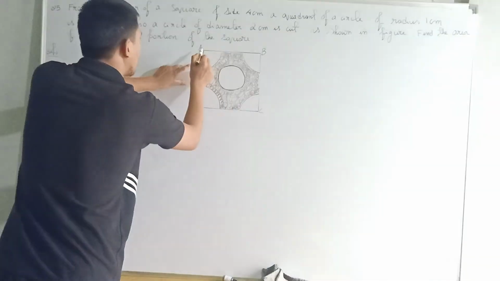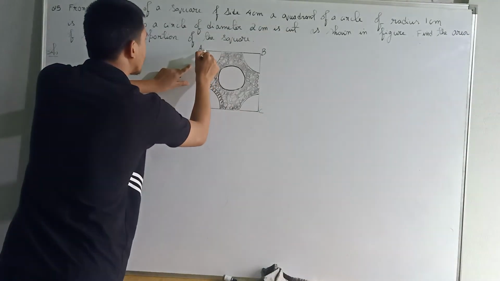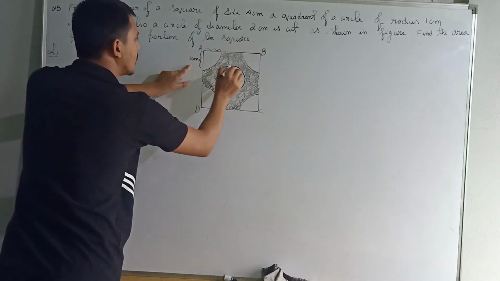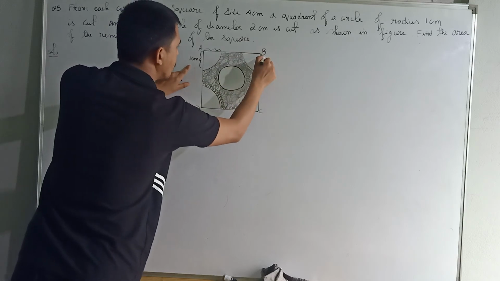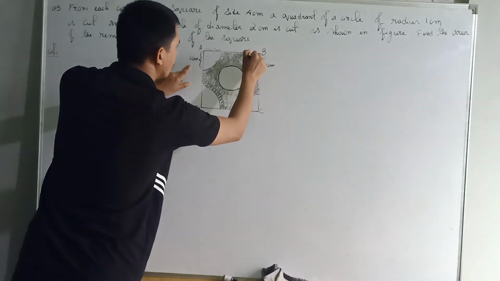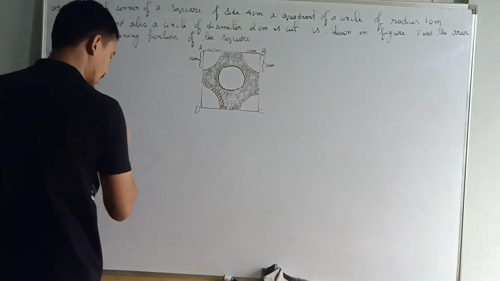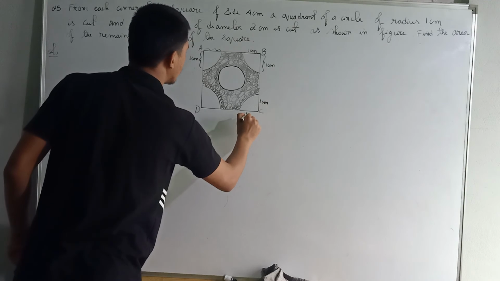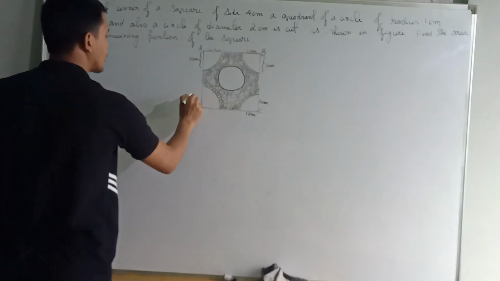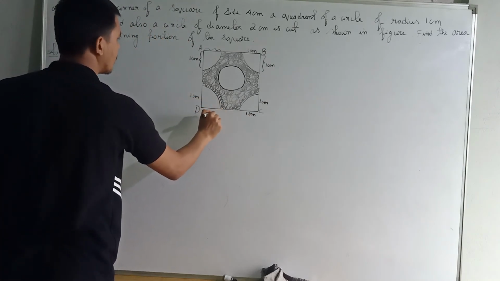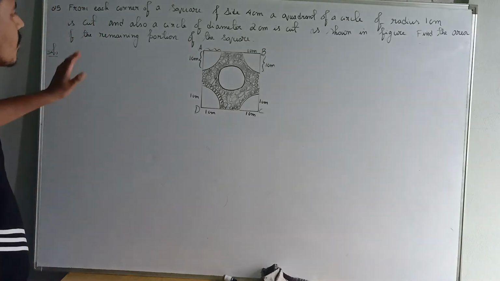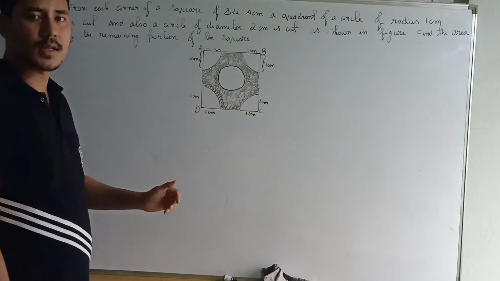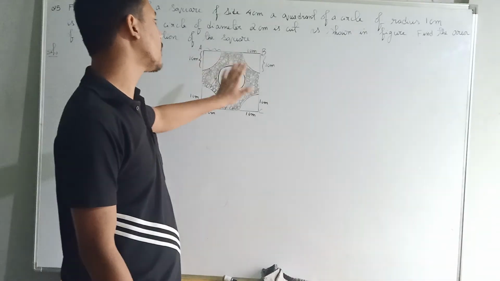That means the radius of each of these quadrants is 1 centimeter. This is a quadrant of a circle, radius 1 centimeter. This is also a quadrant, radius 1 centimeter, and this is also a quadrant, radius 1 centimeter. So from each corner of this square, a quadrant of a circle has been cut off with radius 1 centimeter.